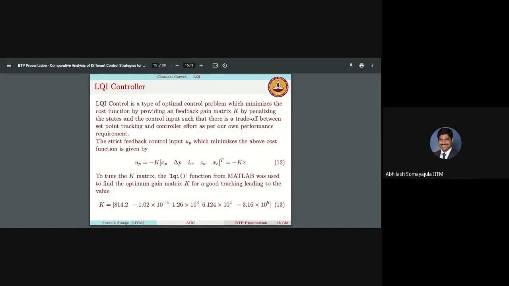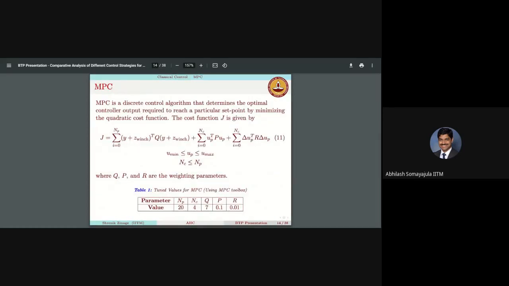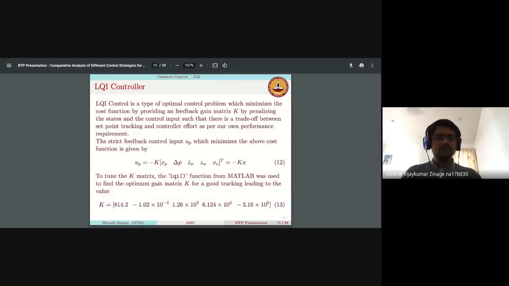Now, can you go back one slide? Okay, I think I'll ask my question after you cover LQI. Yeah. So now talking about LQI, it's an optimal control which minimizes the cost function J.